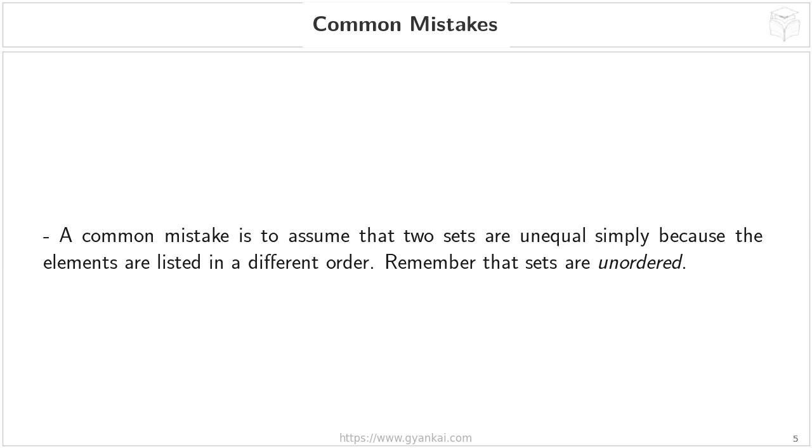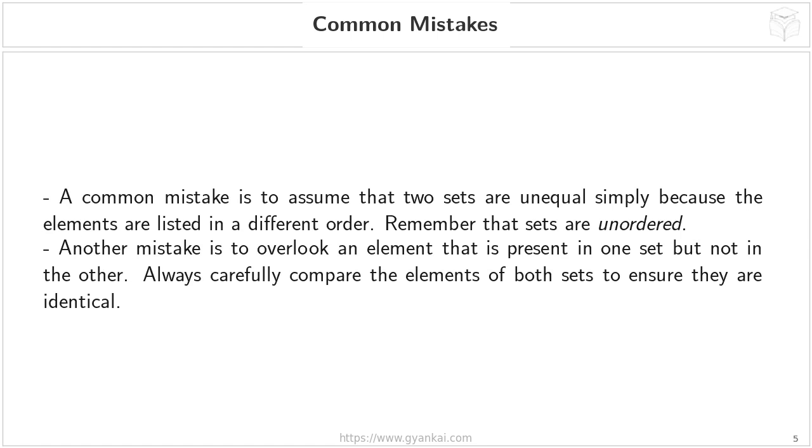Common mistakes. So the first point here says, a common mistake is to assume that two sets are unequal simply because the elements are listed in a different order. Remember that sets are unordered. And finally, the second point states, another mistake is to overlook an element that is present in one set but not in the other. Always carefully compare the elements of both sets to ensure they are identical.